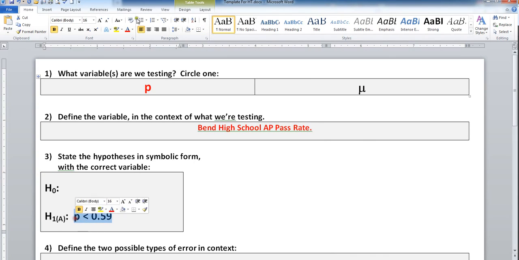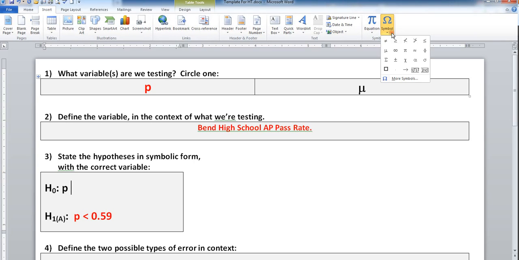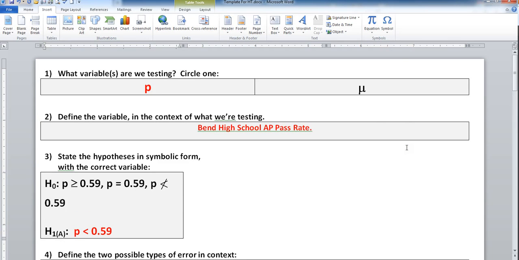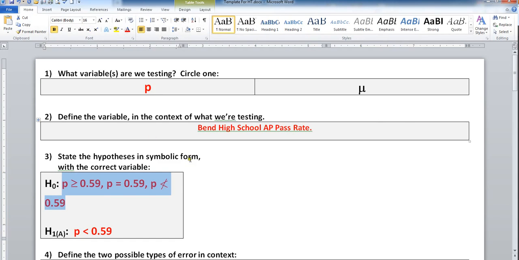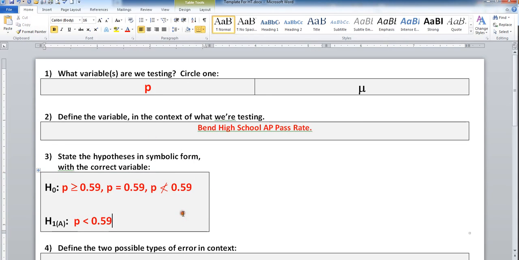So I'm going to make that red so you can see what I'm typing here. All right, that's our research hypothesis. The opposite of that would be p is greater than or equal to 0.59, which is totally fine if you want to put it that way. Many research articles just say it's equal to 0.59. If you want, you can say p is not less than 0.59. They all mean the same thing, essentially. So any of those three things are just fine. Pick whichever one you want and go with it. There we go, so there's your setup for your hypotheses.